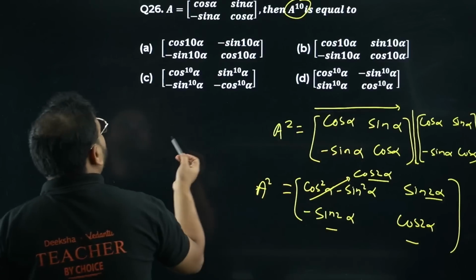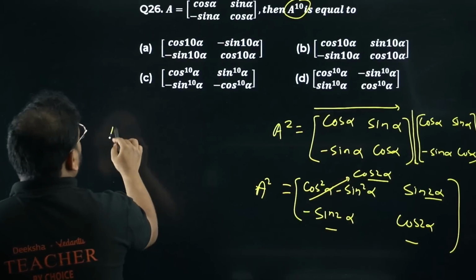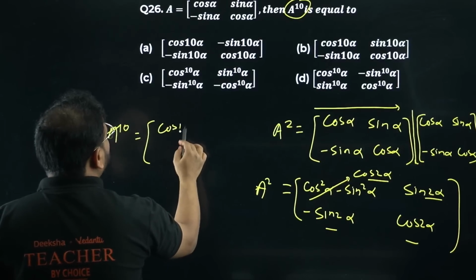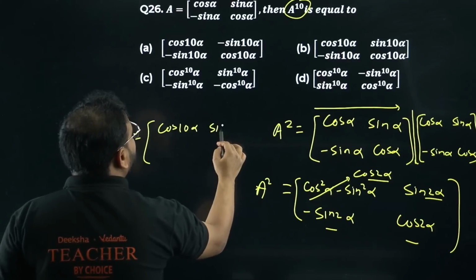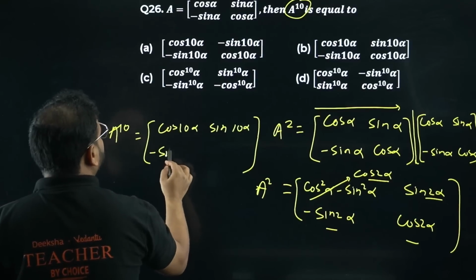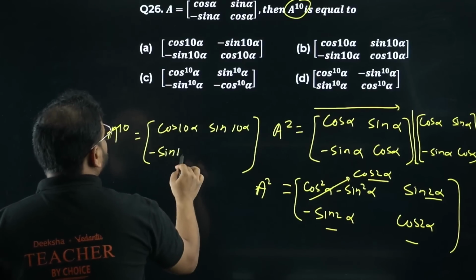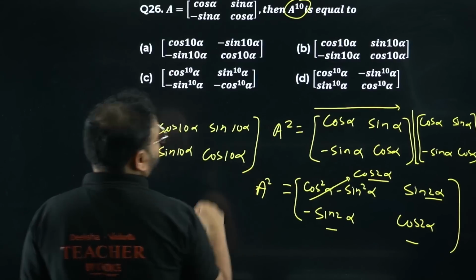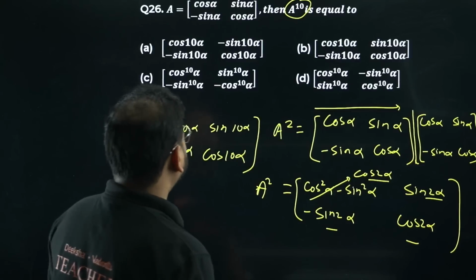So you can see the trend from here. Your answer, A to the power 10, will result in cos 10 alpha, sin 10 alpha, minus sin 10 alpha, and cos 10 alpha. Have a look. Option will be B, right?